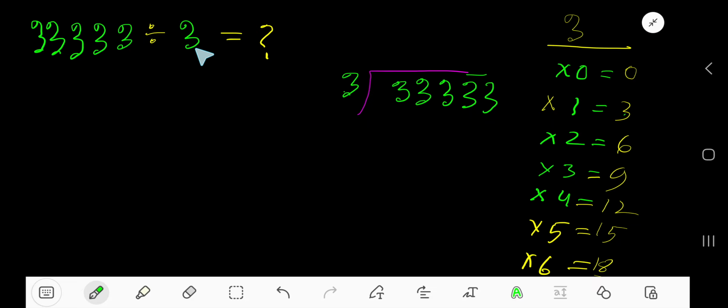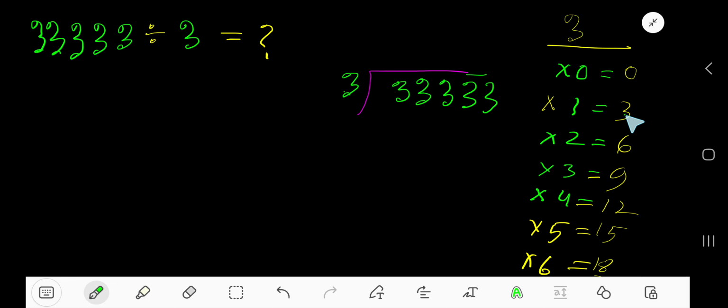33,333 divided by 3. Here 3 is a divisor, so we need the multiplication table of 3. 3 times 0, 0. 3 times 1, 3. 3 times 2, 6. 3 times 3, 9. 3 times 4, 12. To find the multiplication table of 3, just add 3 to the previous step. 0 plus 3, 3. 3 plus 3, 6. 6 plus 3, 9. This process will continue and you need to follow this pattern.